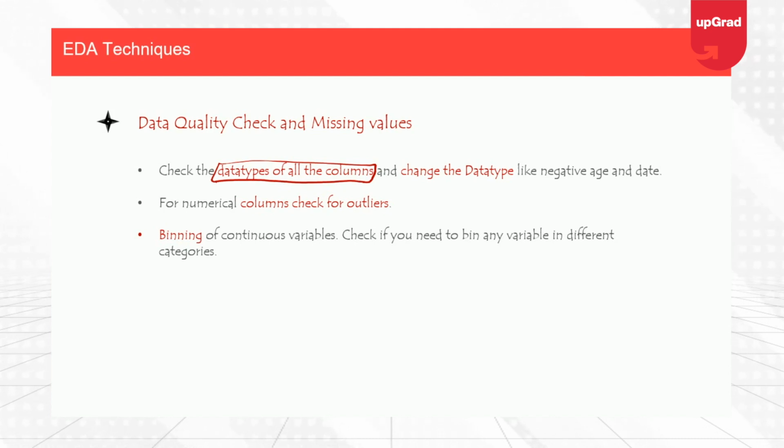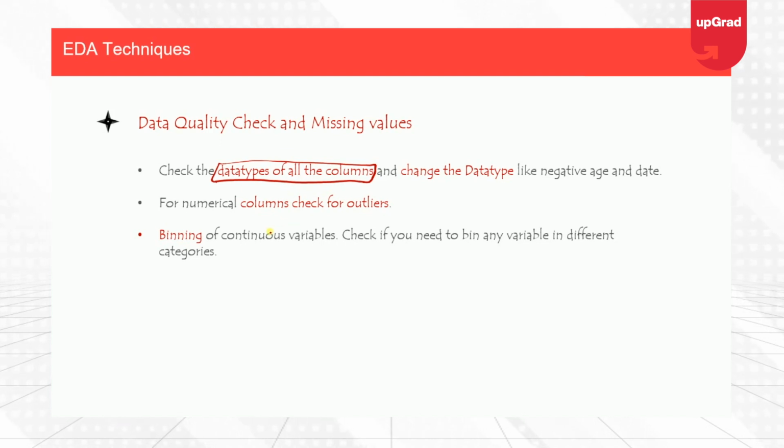Or let us say if the column is numerical, but it has been again loaded as an object due to some missing values or conversion error, then we are supposed to convert it into numerical type, whether it is integer or float. So these things are supposed to be taken care of.